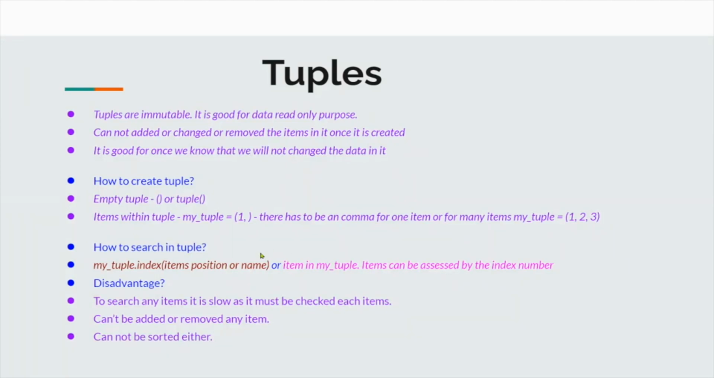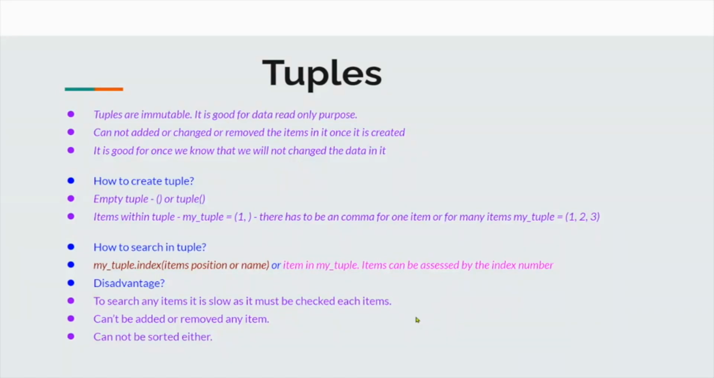And you can search a tuple with the index number, and if the item is not available, it will give you an error message. This is how: the name of the tuple dot index and the item, you can search it this way, or with a for loop, item in my tuple, is this item in my tuple.